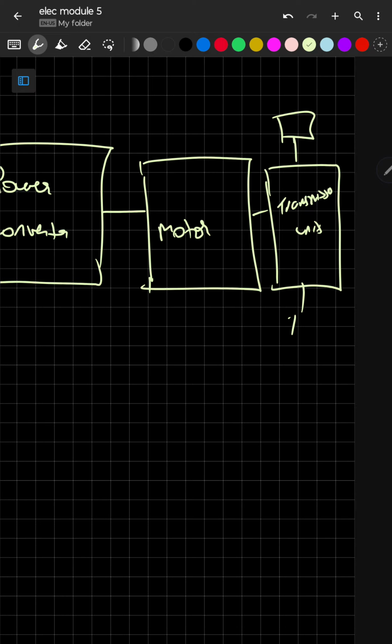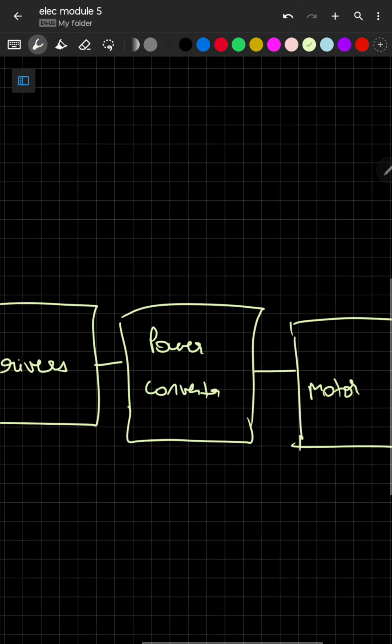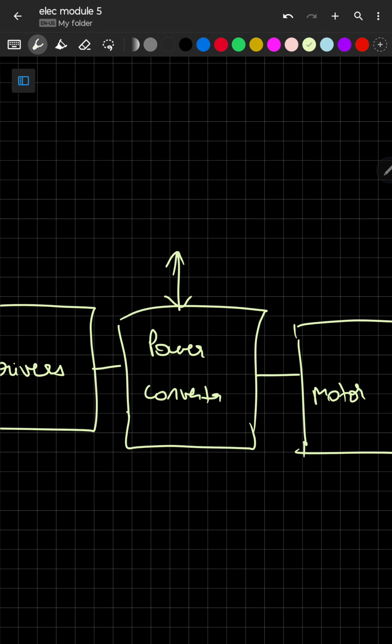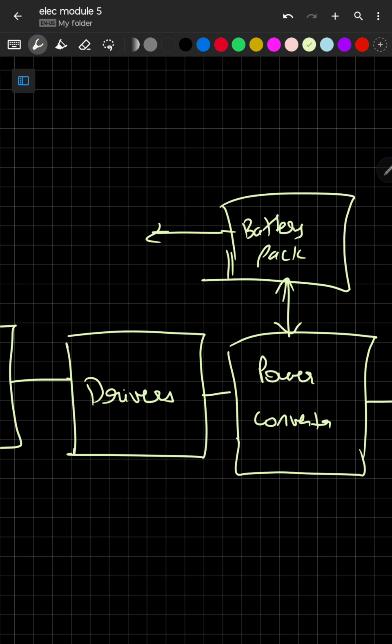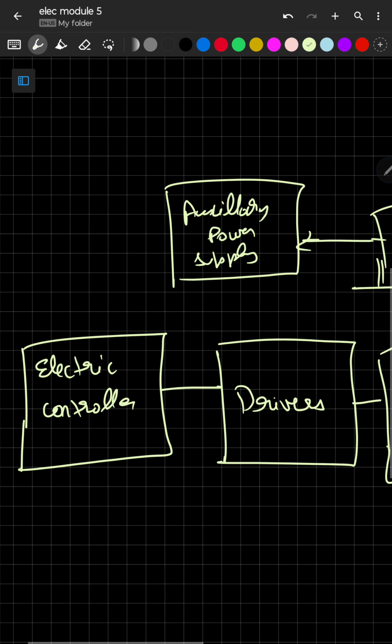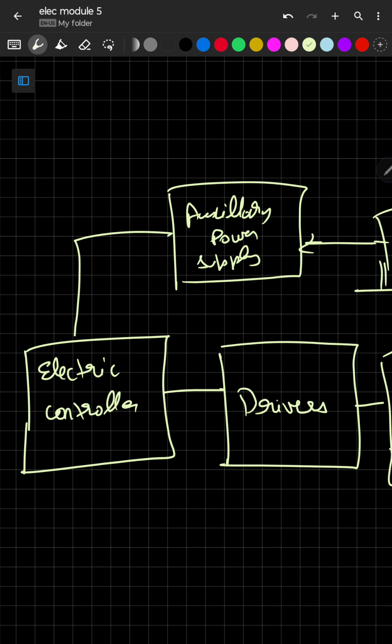This has two wheels. The power converter has a double way pathway to the battery pack, which is connected to the auxiliary power supply, and this gives voltage feedback to the electric controller.